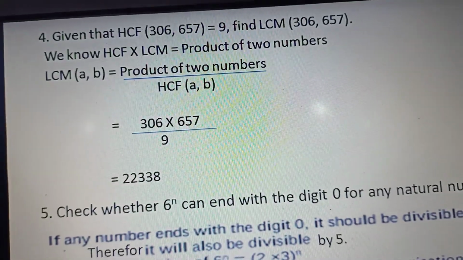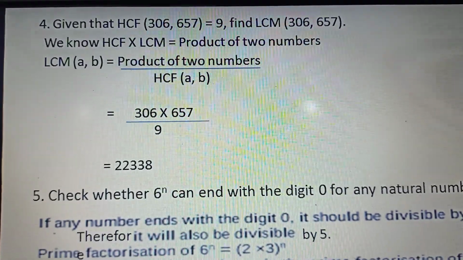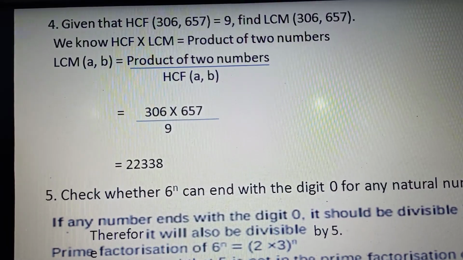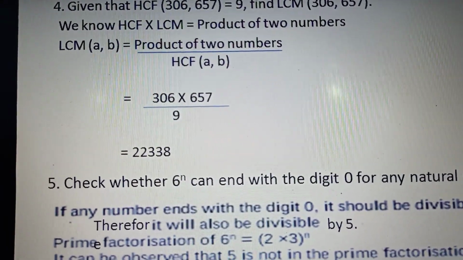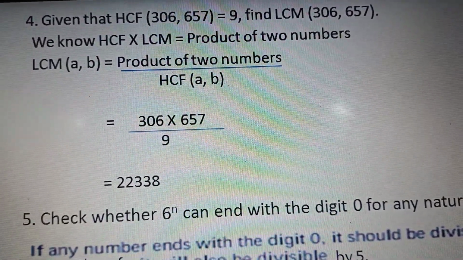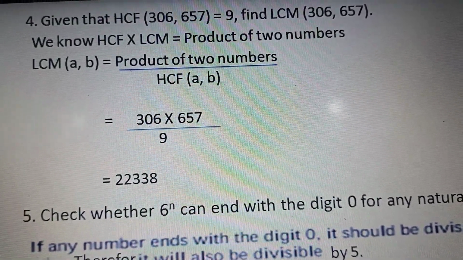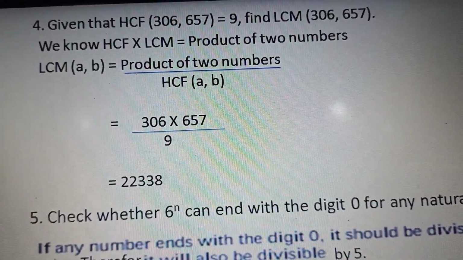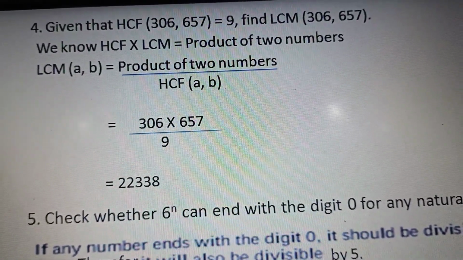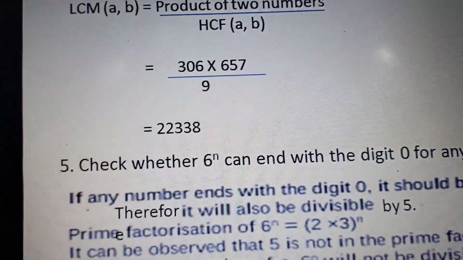Next, question number 4. HCF of the two numbers 306 and 657 is equal to 9. It is given; find their LCM. We know the formula HCF into LCM is equal to the product of the two numbers. Therefore LCM is equal to the product of the two numbers divided by their HCF. So you put the values: product of the two numbers, that is 306 into 657, divided by HCF, that is 9. Then you get the answer.